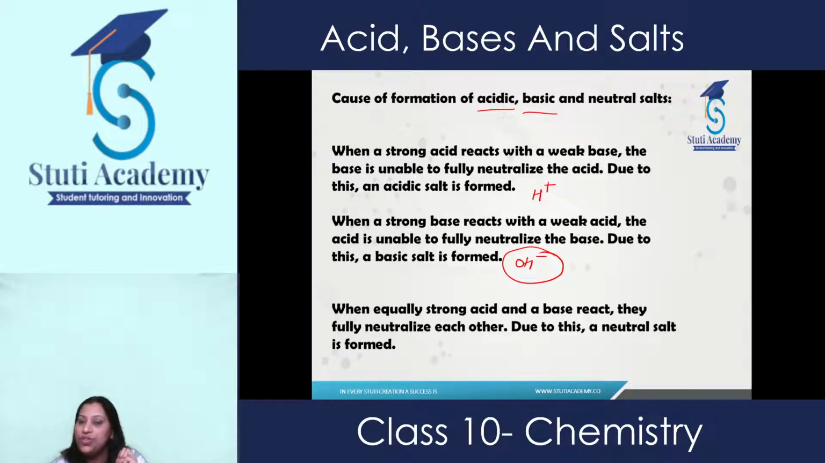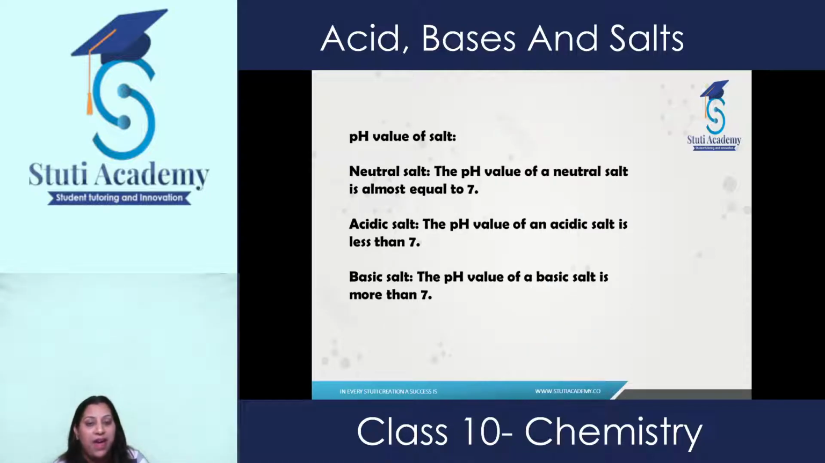And the third one is neutral. As I told you, neutral salts are electrically neutral. It means they are a combination of strong acid and strong base. So when they both react with each other, it results in the formation of neutral salts. And if we compare their pH, for neutral salts the pH is equal to 7. For acidic salts, the pH is less than 7, and for basic salts, the pH is more than 7, which I have already discussed with you.